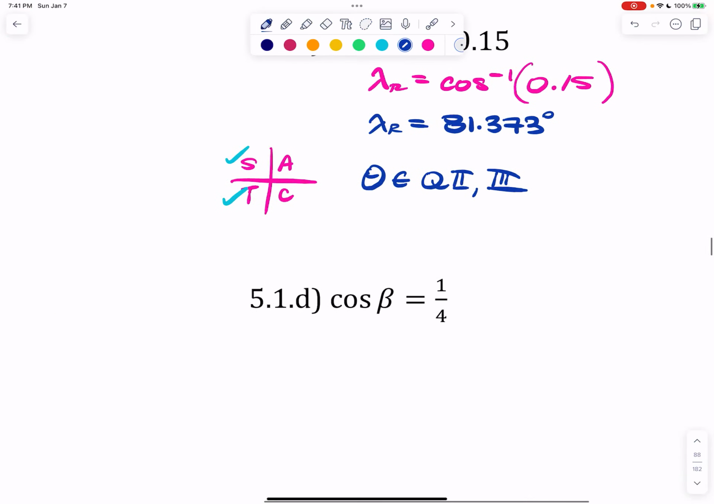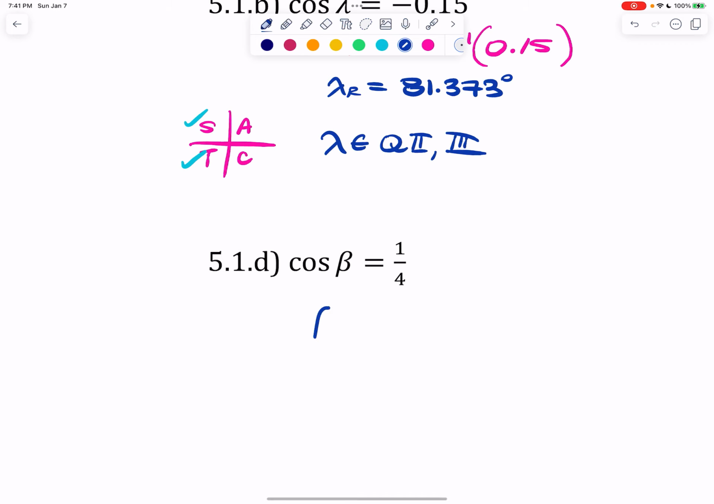And last one. Whoa, look at that error. I just got myself a variables error in the last question, apparently. That should not have been theta. That should have been lambda. Theta's a nice default, but that's not what was given in the question. So this one. Reference angle for beta is 75.522 degrees. And beta, that's the angle we're dealing with, can be in quadrant 1 or quadrant 4.